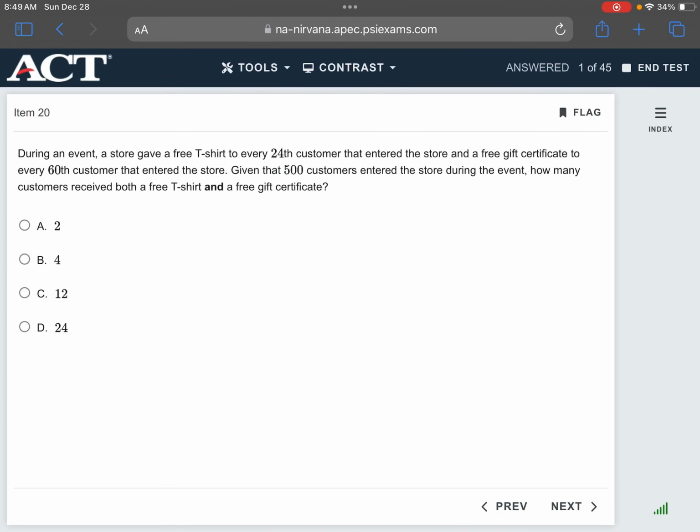Alright, so during an event, a store gave a free t-shirt to every 24th customer that entered the store and a free gift certificate to every 60th customer that entered the store. Given that 500 customers entered the store during the event, how many customers received both a free t-shirt and a free gift certificate? Ooh, all right.